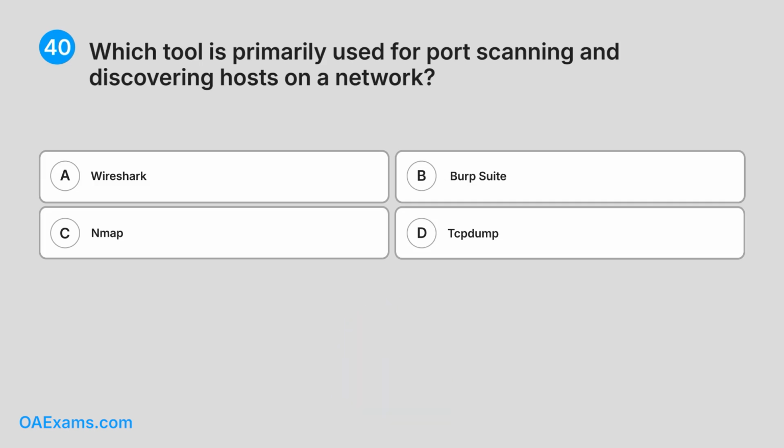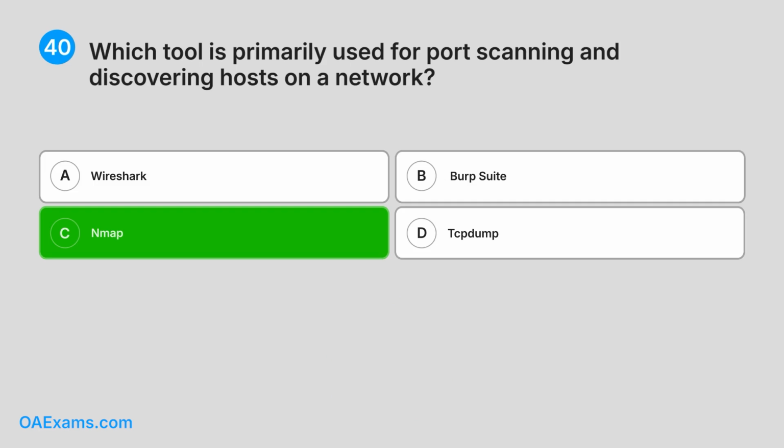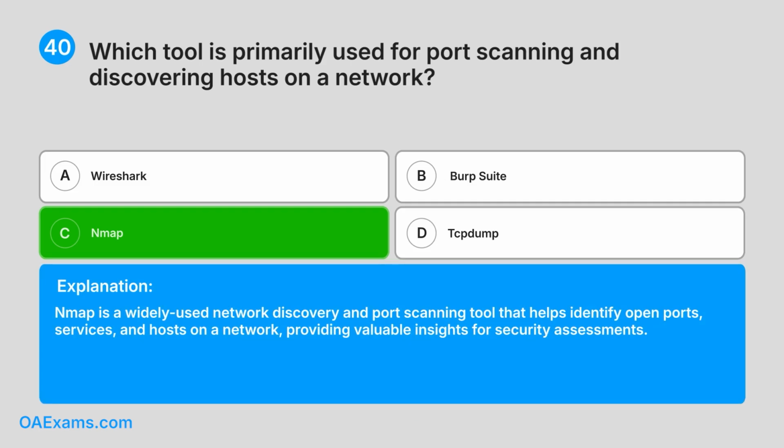Correct answer: C. Nmap. Explanation: Nmap is a widely used network discovery and port scanning tool that helps identify open ports, services, and hosts on a network, providing valuable insights for security assessments.